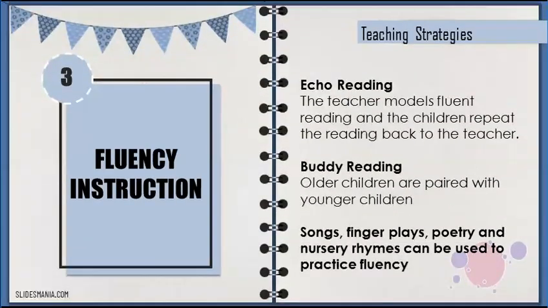Next is echo reading. So the teacher models fluent reading and the children repeat the reading back to the teacher. Another one is buddy reading. The older children are paired with the younger children. And we can also use songs, finger plays, poetry, and nursery rhymes to practice fluency.